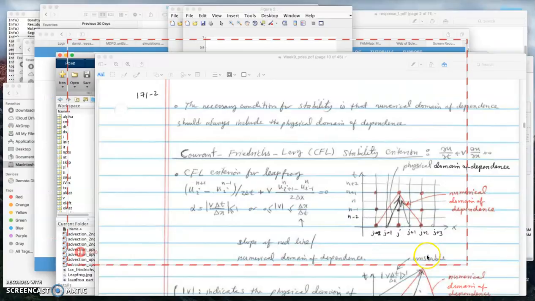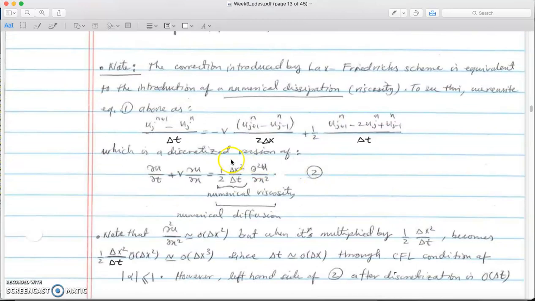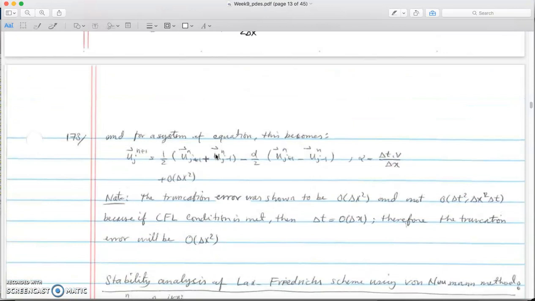If you go back to Lax-Friedrichs, so in Lax-Friedrichs, if you recall, this is Lax-Friedrichs, or if you will, I can go back to here. On page 173, to create n plus 1, you need to know values at time n.